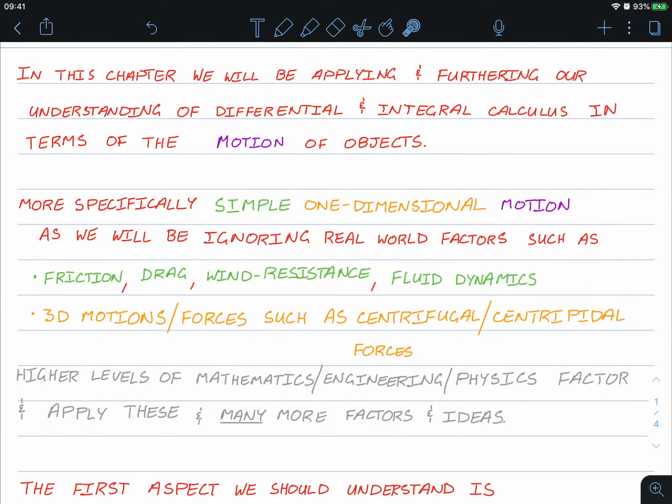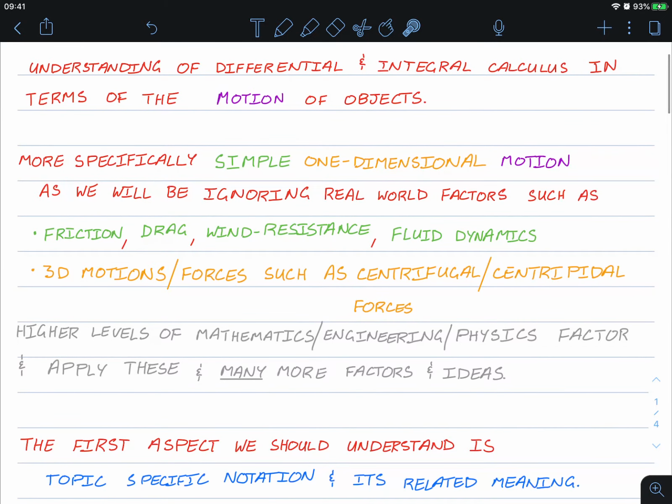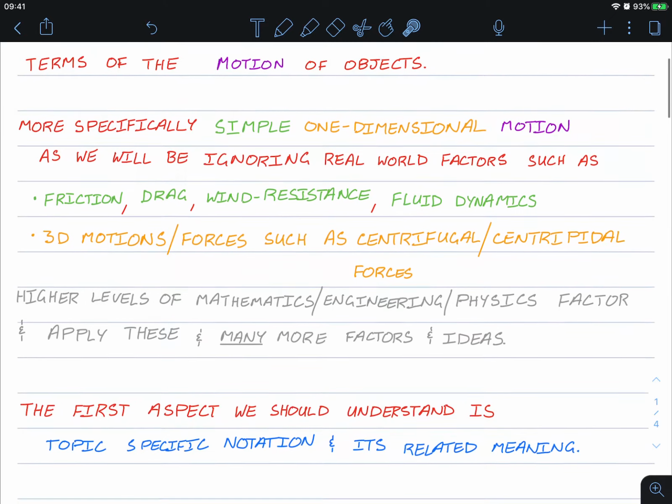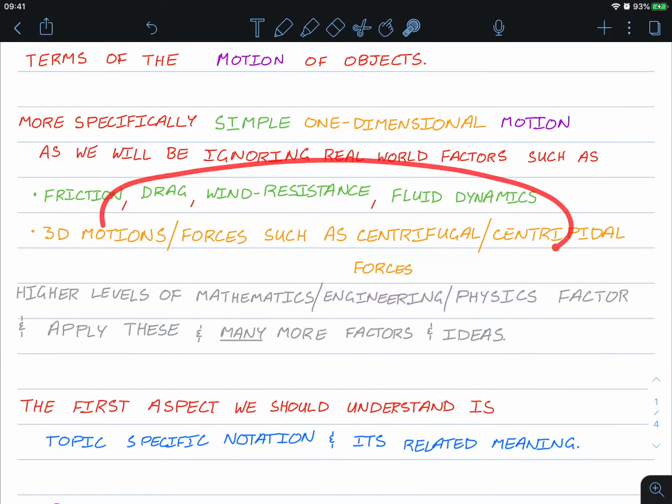simple because we ignore friction, drag, wind resistance, fluid dynamics, etc. And one-dimensional because we ignore 3D motions and 3D forces such as centrifugal and centripetal forces. In higher levels of math and engineering or physics, they factor these ideas in and apply them, and along with these listed, many more factors and ideas.